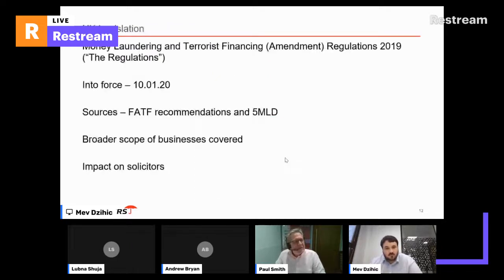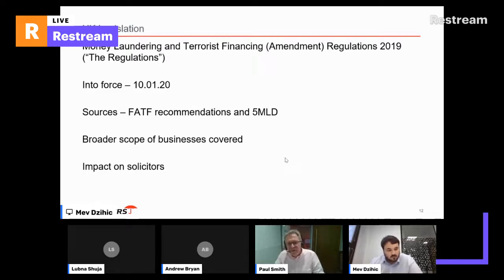Next slide, please. In terms of legislation, as you recall in the past, there'll be directives coming out of the EU, and in future that won't be the case. Current legislation is based upon the Money Laundering and Terrorist Finance Amendment Regulations of 2019, which came into force on the 10th of January 2020, derived from the 5th Money Laundering Directive from the EU and from the FATF's recommendations. So there was a broadening of scope of businesses, crypto asset exchange providers, custodian wallet providers, high value art market participants, property letting agencies, seen as potentially vulnerable to laundering money.